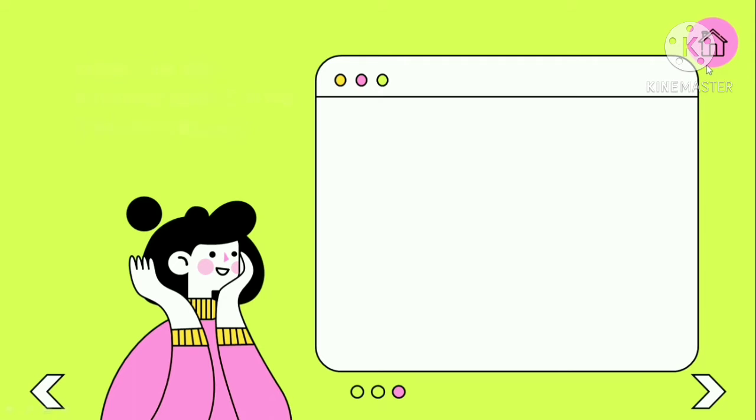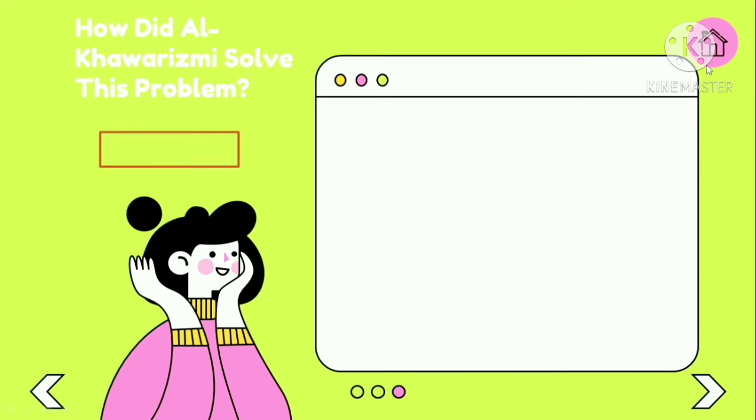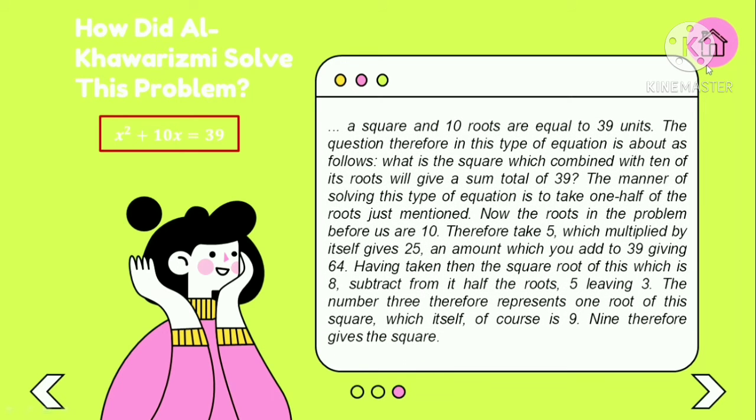So, how did Al-Khwarizmi solve the quadratic equation problem, which is x squared plus 10x equals 39? Al-Khwarizmi said in his book like this: a square and 10 roots are equal to 39 units. The question therefore in this type of equation is as follows. What is the square which combined with 10 of its roots will give a sum total of 39?